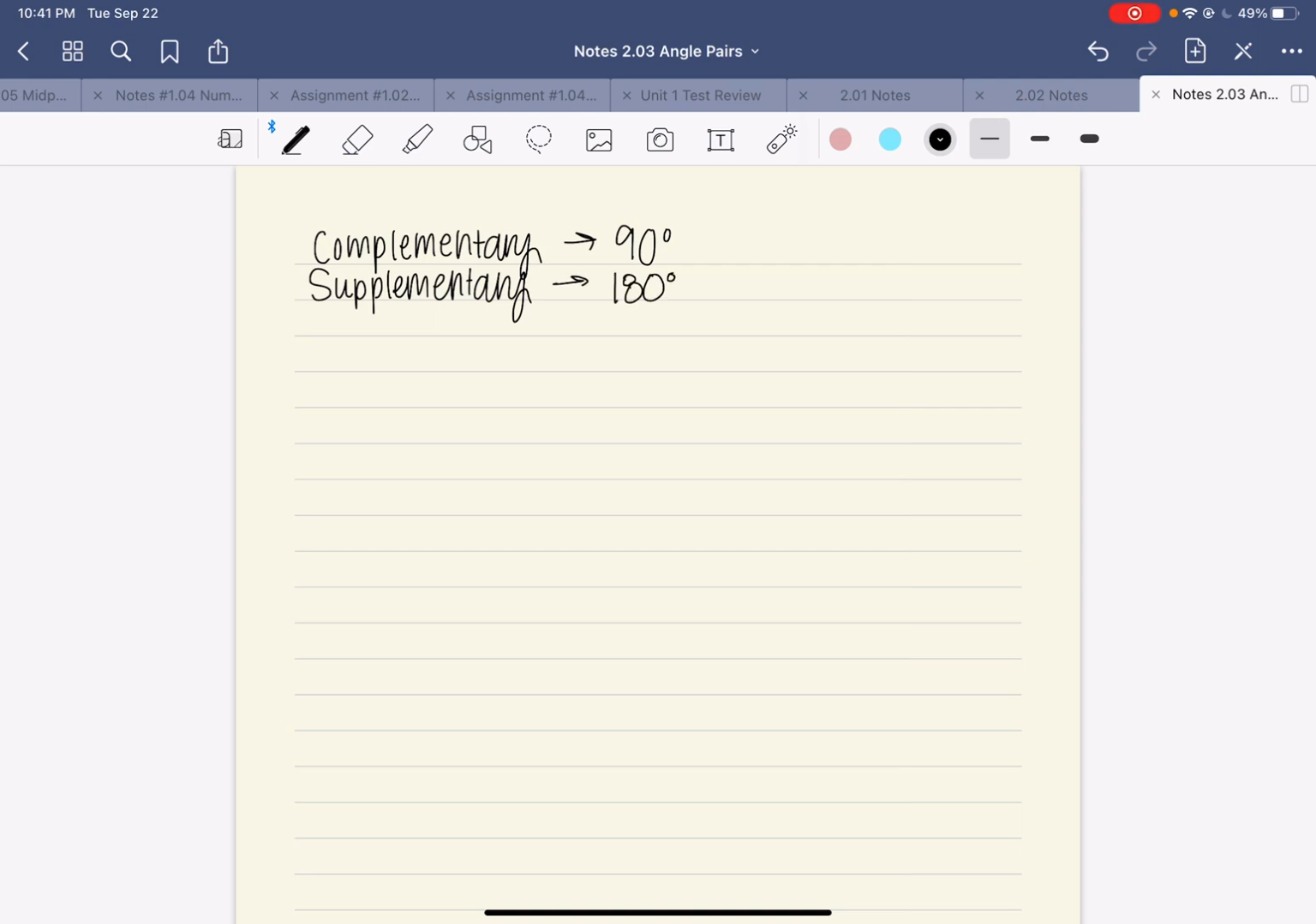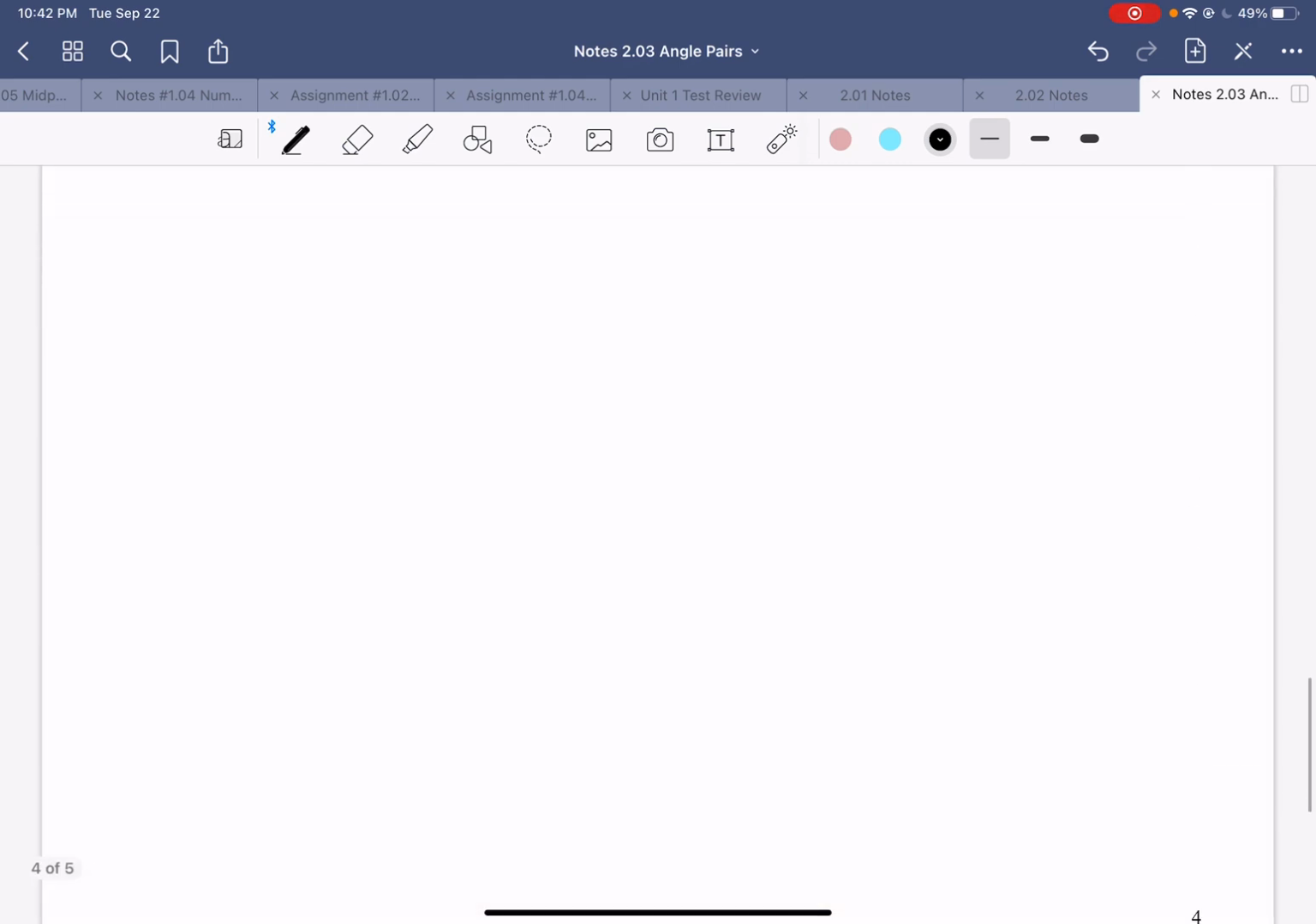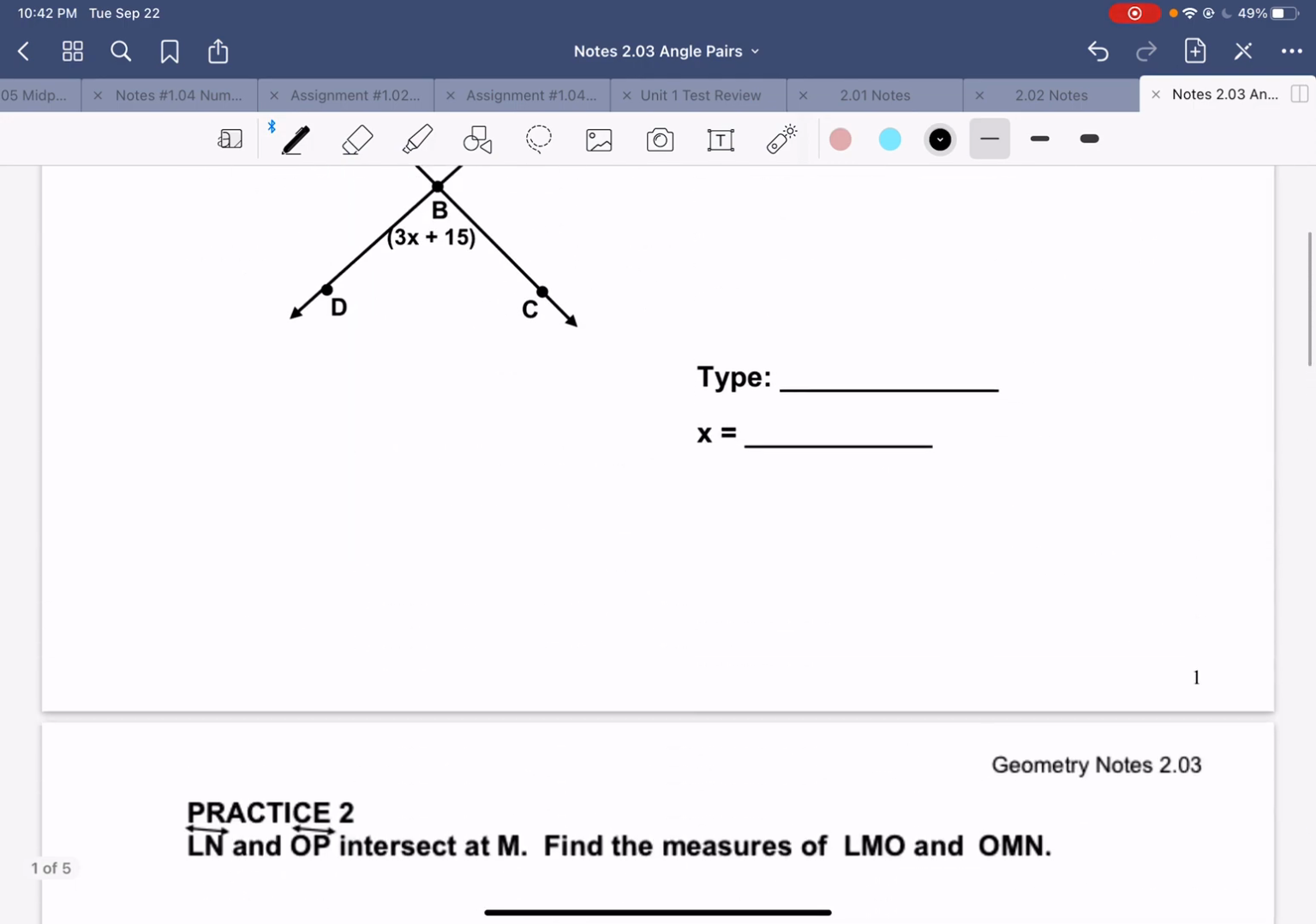Now, last chapter 2.02, we talked about the angle bisector and the angle addition postulate. Those technically aren't angle pairs, but angle pairs can be something we talked about last time, adjacent, so they share a side. Angle pairs can share a side, or angle pairs can be non-adjacent, so they don't share a side. So they can be both. But today we're going to talk about two more types of angle pairs.